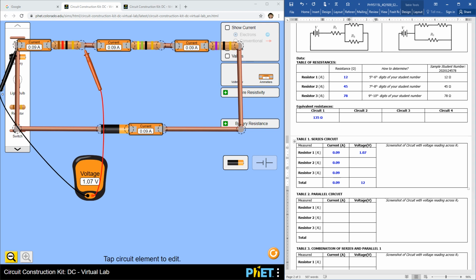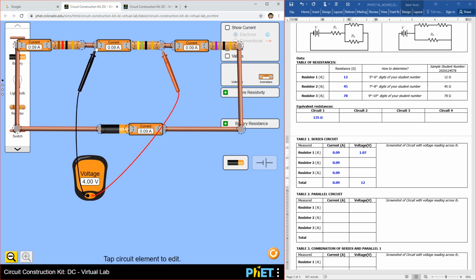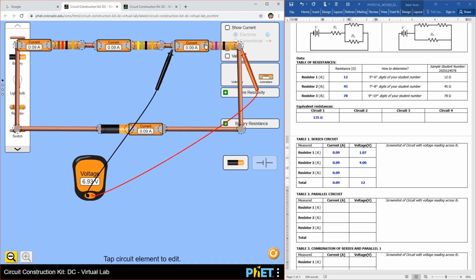Okay, and then we can do the same here. So this is 4 volts, and we can do the same here, and here. Remember, this is your resistor, not this one. Connect one terminal here or here, you still get the same potential difference. So this is 6.93 volts. If we add these three values, 1.07, 4, and 6.93, you'll end up with 12 volts.